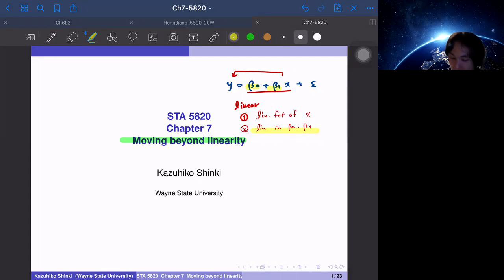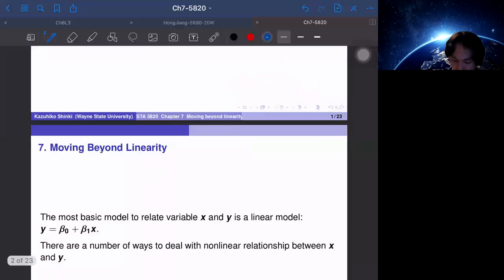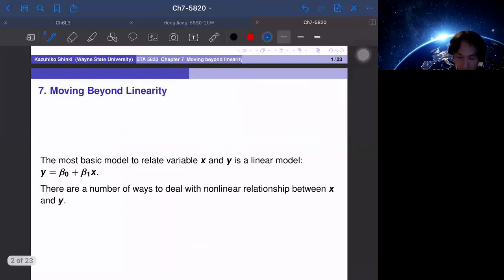Because statistically, the topic is how to estimate beta naught and beta 1. So for example, even if we have a square here, then it's not linear in terms of x, but still it's linear in terms of beta naught and beta 1. And statistically, our objective is to estimate parameters. So it doesn't matter whether this is x or x squared. So this is the most basic model.